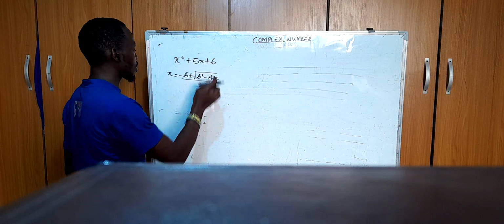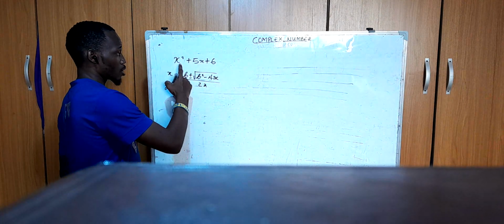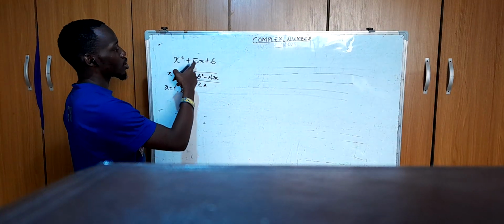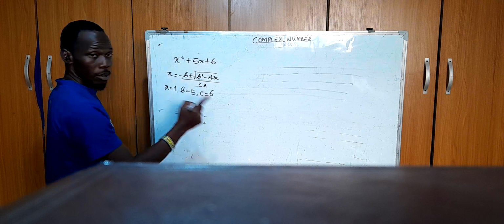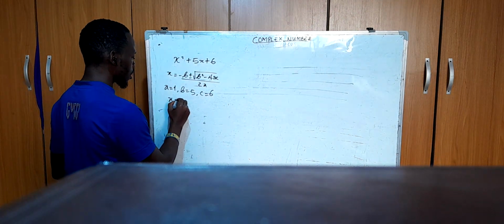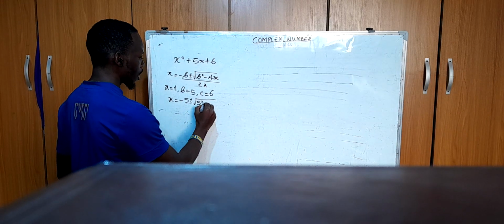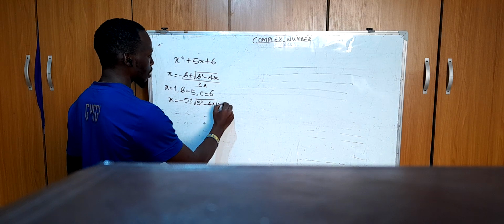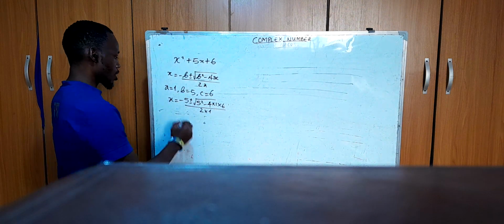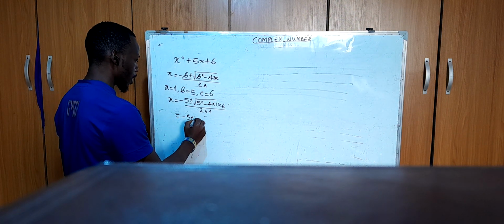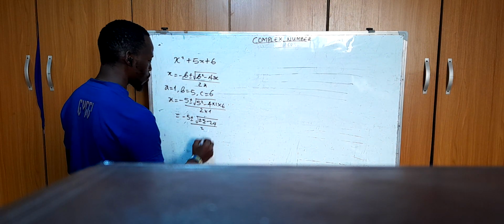From this equation, a equals 1 as the coefficient of x squared, b is the coefficient of x, which is 5, and c is the constant, which is 6. Now, if we simplify it, it will give us x equals minus 5 plus or minus the square root of 5 squared minus 4 times 1 times 6, over 2 times 1. So this is minus 5 plus or minus the square root of 25 minus 24 over 2.